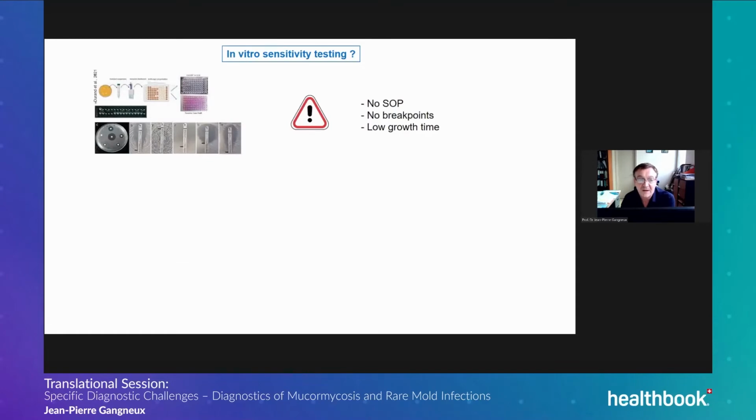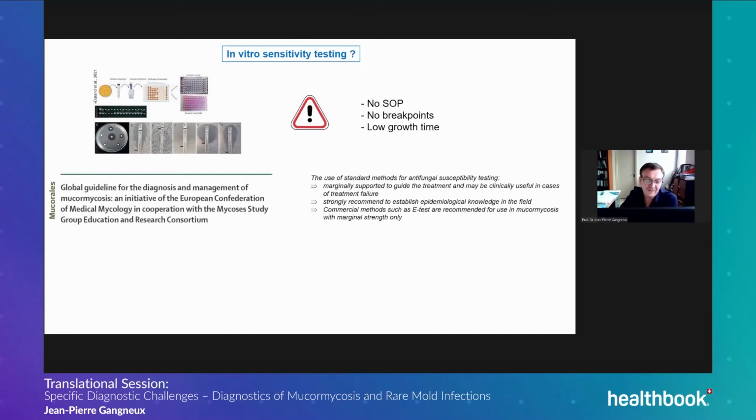And the last test is in vitro sensitivity testing. So what can we do with these rare molds? The problem is that using different techniques, such as the ones promoted by EUCAST or by CLSI, but also marketed techniques such as E-test, there are no really standard operating procedures. There are no breakpoints. And the problem is that sometimes we are limited by the low growth time.